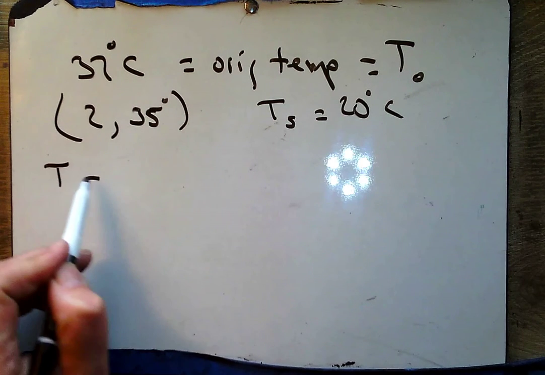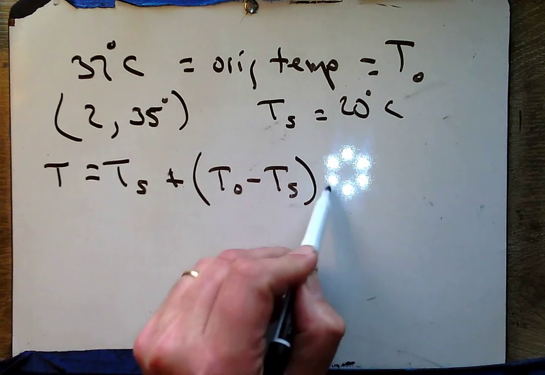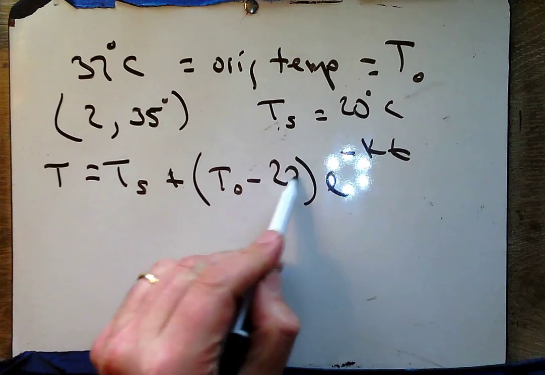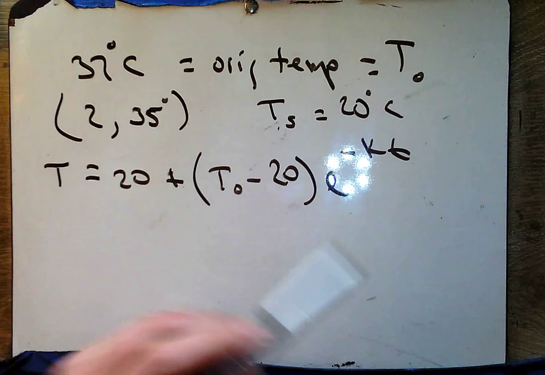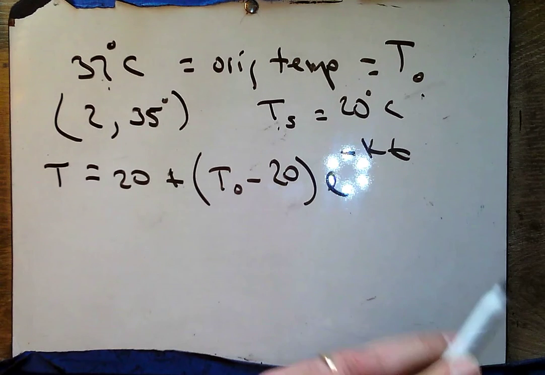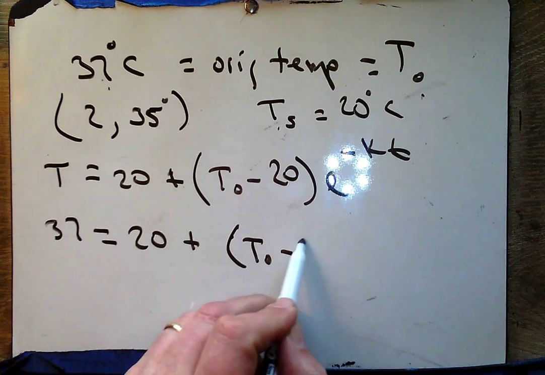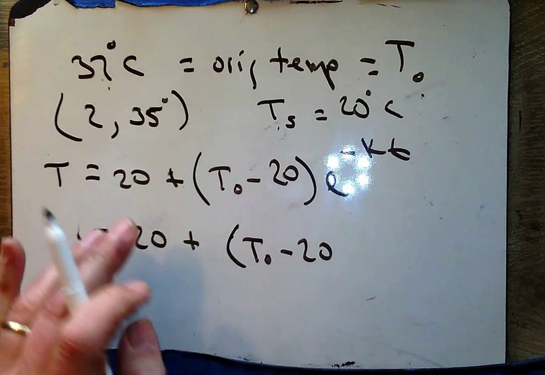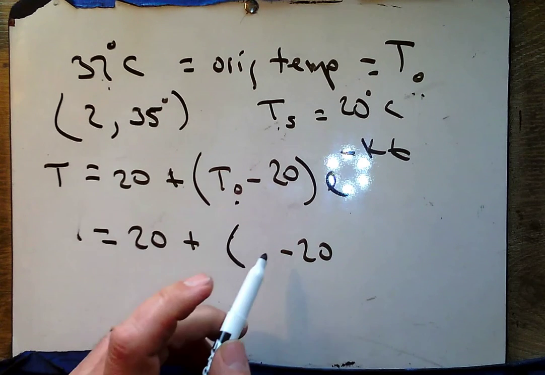So, what did we know? T equals T sub S plus T sub O minus T sub S times e to the minus kt. Here's my T sub S, 20. Oh, and here 20. Good. Original temperature was 37, temperature at time equal to 0. Okay, so 37 equals 20 plus T sub O minus 20. Oh, I know that. I don't have to find it. I have T sub O. Oh, it's good that I recognize that. If you didn't recognize it, we could derive it.